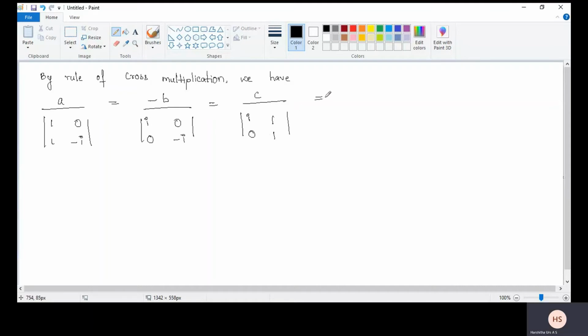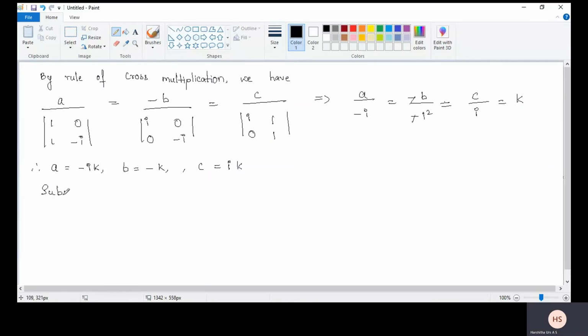Next, a divided by minus i, minus b divided by minus i square, that is equal to c divided by i. We call this one as k. Therefore, a is equal to minus i into k, b is equal to minus k because i square value is minus 1, c is equal to i into k.